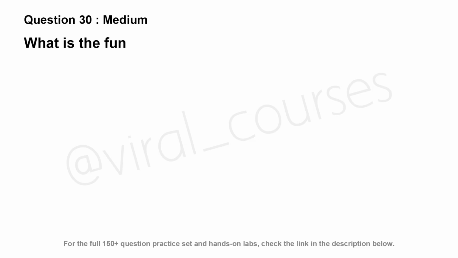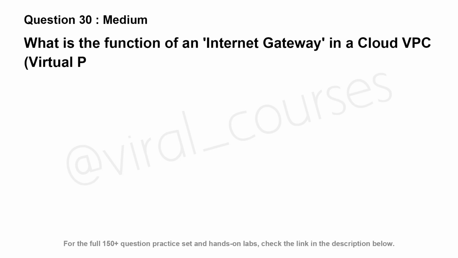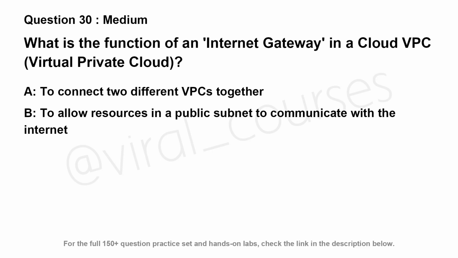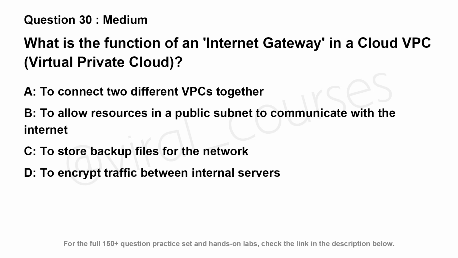What is the function of an Internet gateway in a cloud VPC, virtual private cloud? Option A, to connect two different VPCs together. Option B, to allow resources in a public subnet to communicate with the Internet. Option C, to store backup files for the network. Option D, to encrypt traffic between internal servers.